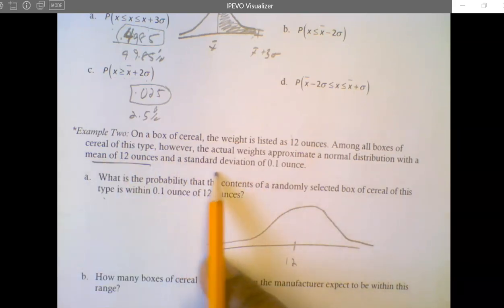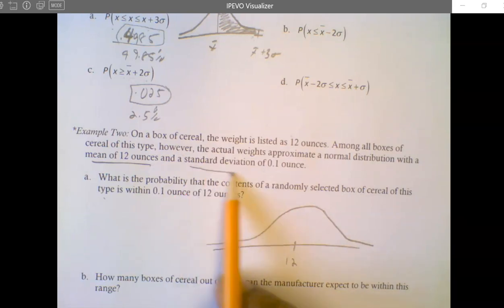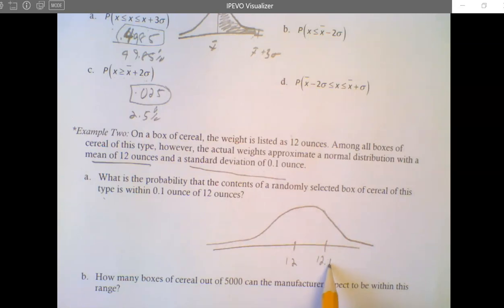It said the standard deviation is 0.1 ounce. So it's going to be 12.1. And then 2 standard deviations is 12.2. Then 3 standard deviations is 12.3. Now on the back end, I'm going to take away 0.1. So it's going to be 11.9, 11.8, and 11.7. This is my mean. So this is the normal curve. So you have to do this every time before you start the problem.